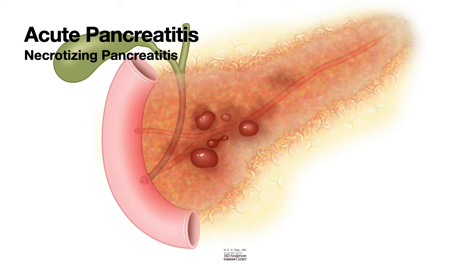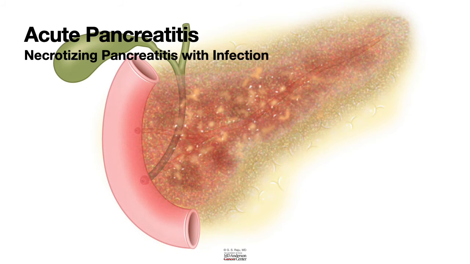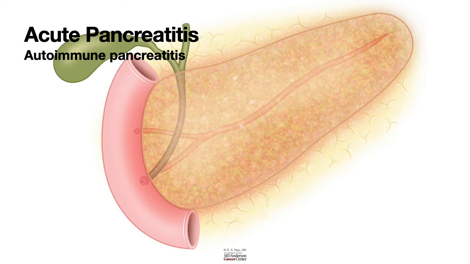When there is severe necrosis, that gland is at risk for infection, and here is necrotizing pancreatitis with infection, which is much more severe and needs prompt treatment. Another condition that one needs to keep in mind is autoimmune pancreatitis, where the whole pancreas turns into a big sausage, a swollen pancreas from head to tail.